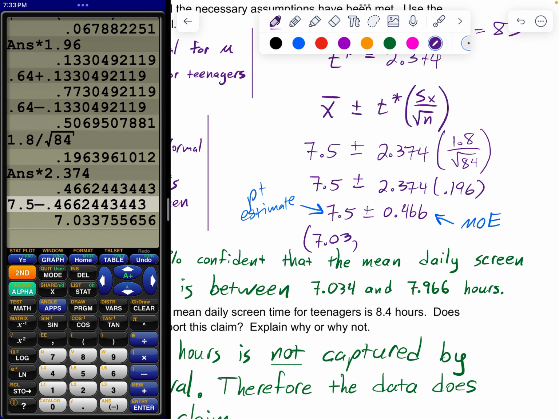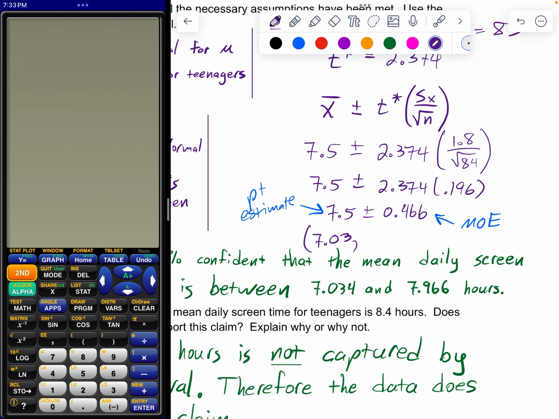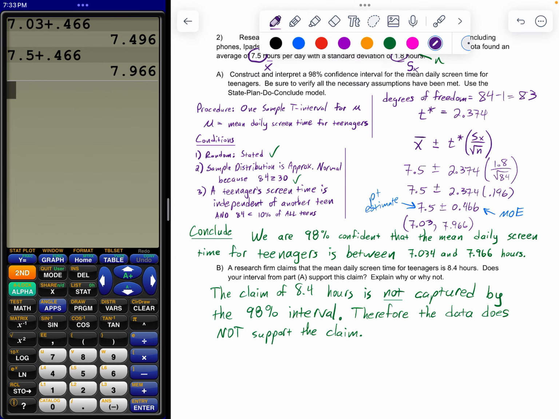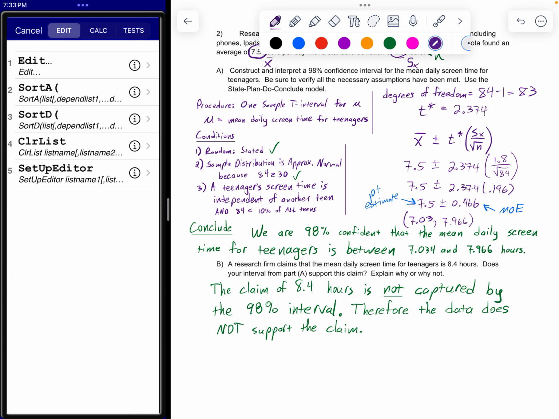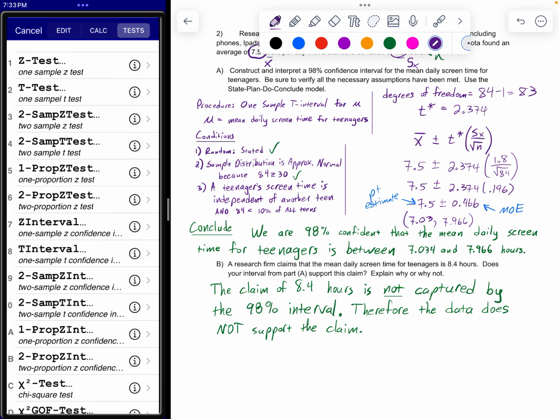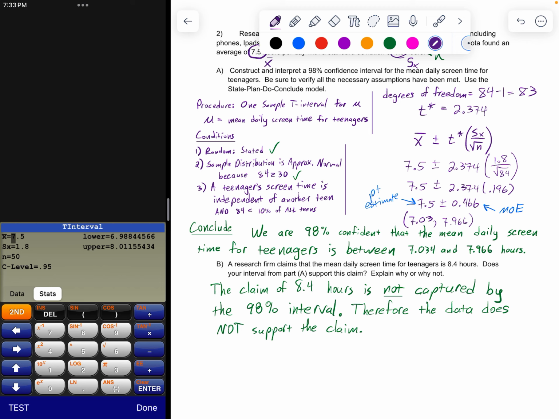And then if I add it, 7.5, that's the point estimate, plus 0.466, 7.966. All right. Now just verify it using the stat menu, tests, number 8, T interval.